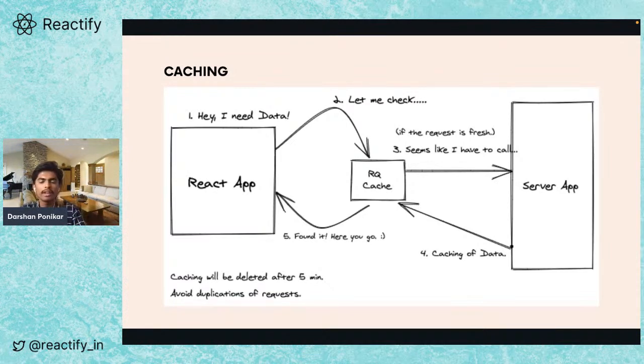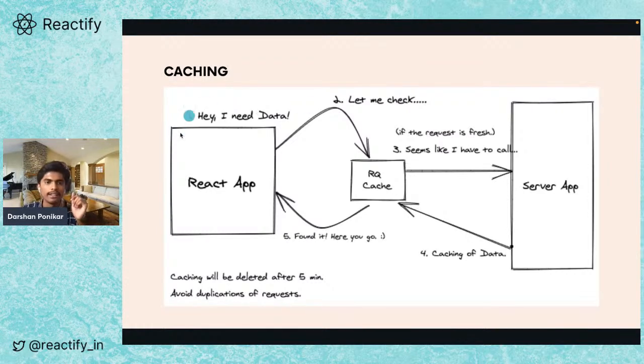So what React Query does is store those to-dos in that cache. Whenever your user asks for the to-do a second time, instead of making a request to the server, it will check whether the to-do is available in the cache or not. If it is available, it will return that to-do. So let's understand this diagram.